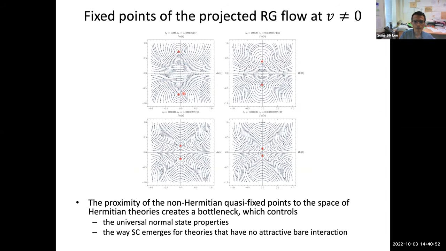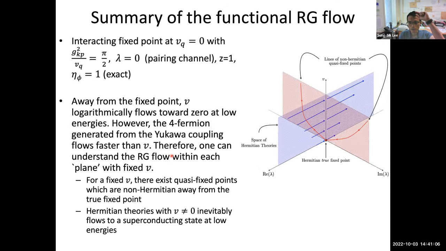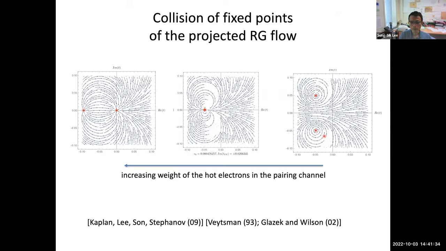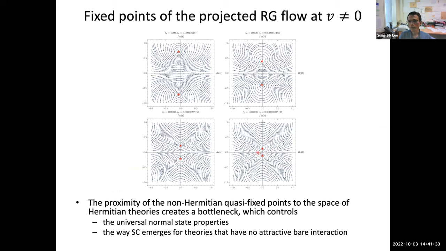And this is just a point that this non-Hermitian fixed point becomes closer and closer to the real axis as the nesting angle becomes smaller and smaller. Okay, so as the nesting angle becomes smaller, closer to this XY plane, this non-Hermitian fixed point becomes closer to the space of Hermitian theory. That means in the limit that the nesting angle is small, there is a bottleneck of RG flow in this region. Okay, this is the bottleneck here, right? So if your UV theory is on this side of the coupling function, then it takes a lot of RG time to flow through this bottleneck region. Okay, so you can imagine that there's some large window of energy scale where the physics is controlled by the nearby non-Hermitian fixed point.